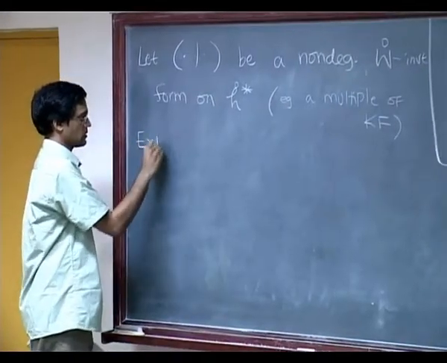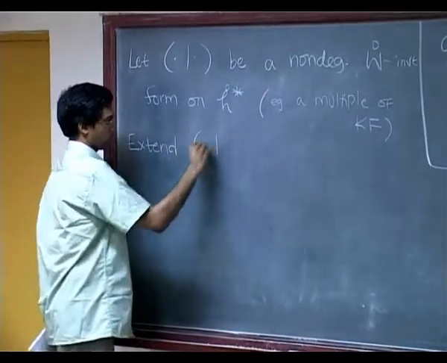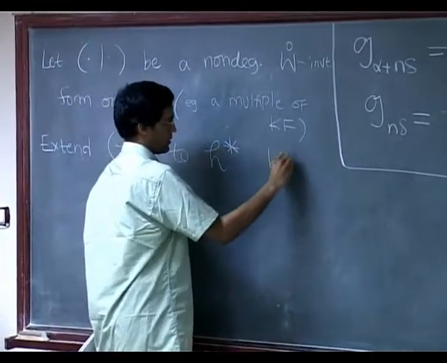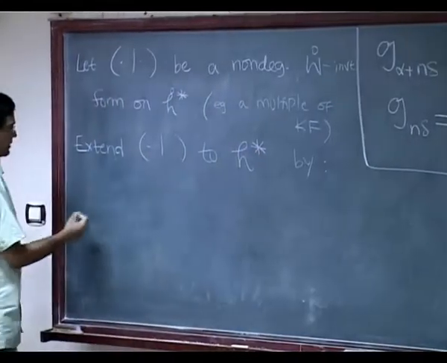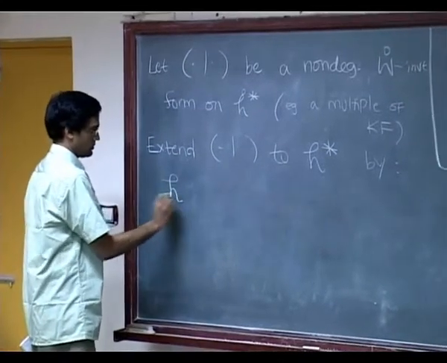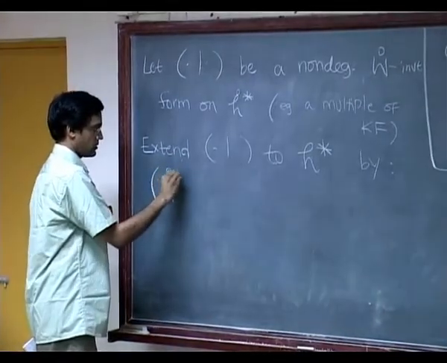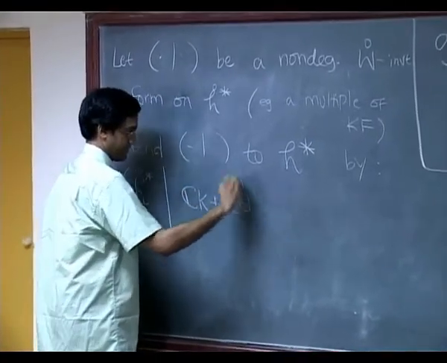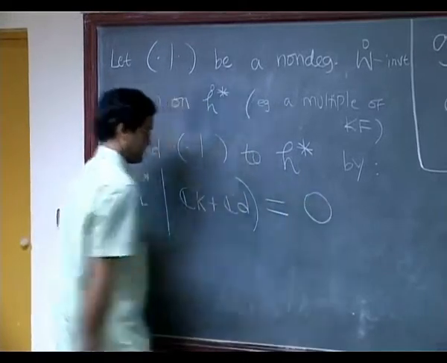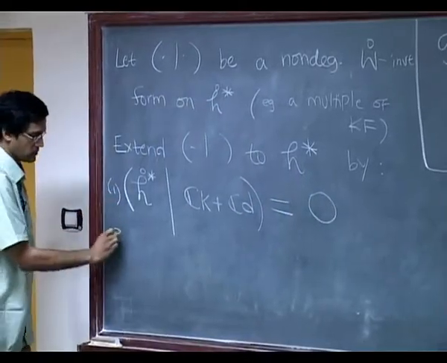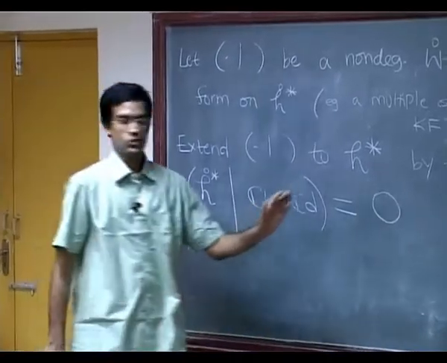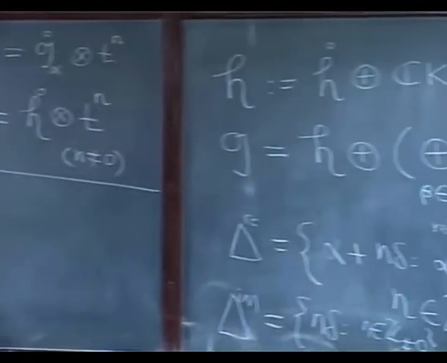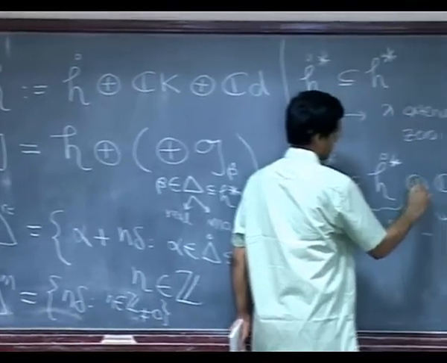So let's extend this form to H star, all of H star, by the following prescriptions. Prescription number 1 says that you think of this as an orthogonal direct sum, meaning to say H0 star under the form, when you extend it, I'm thinking of it as perpendicular.